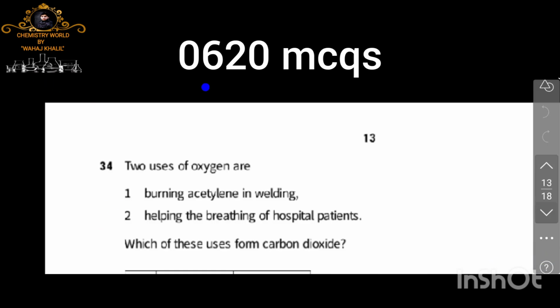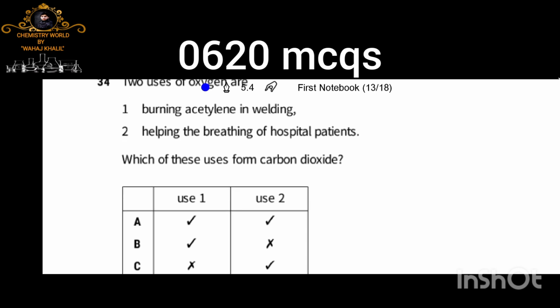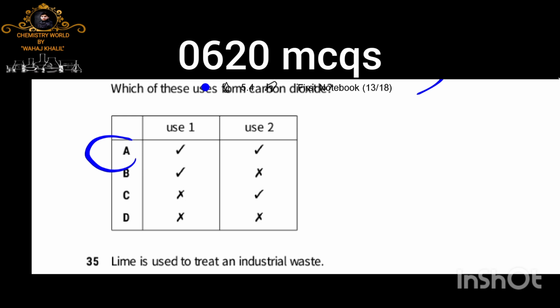Now MCQ number 34. Two uses of oxygen: burning acetylene in welding, and helping the breathing of hospital patients. Which of these uses produce carbon dioxide? We know that burning always produces CO2. So the first use produces carbon dioxide. And the second one, helping the breathing of hospital patients: when patients inhale oxygen, they exhale carbon dioxide as well. So it also produces carbon dioxide. So both the uses produce carbon dioxide. So that option is the right one.